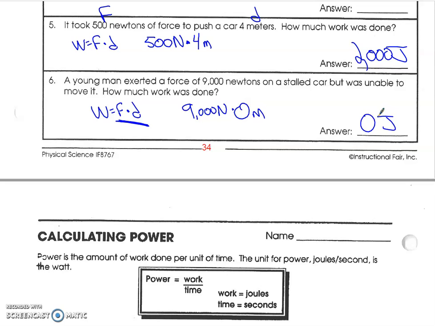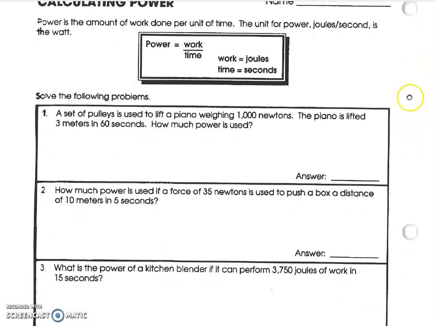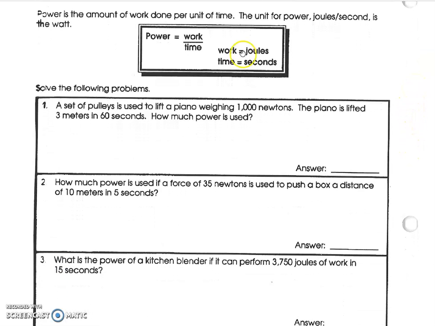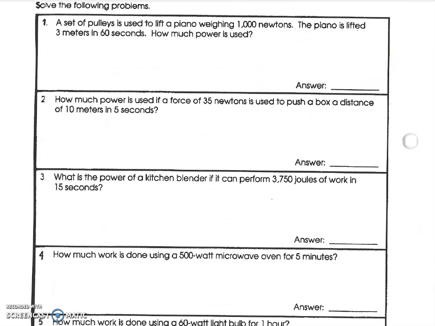Now the calculating power part, I'm going to scroll down. Power is work divided by time. Work is measured in joules. The time has to be in seconds. So when you get the units of joules per second, that is the same as a watt. So let's see what this problem is.